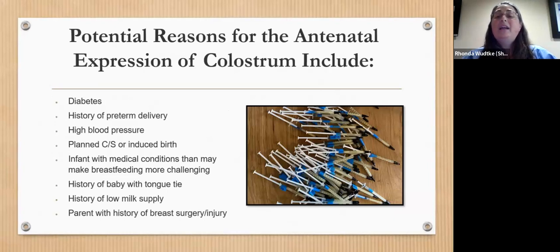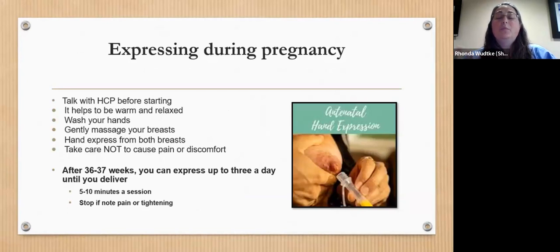Patients that might benefit from that: any diabetic patients, so gestational, type 1, type 2, if they are having high blood pressure, any reasons that they might be delivered early, or if they've had a baby in the past who really hasn't fed very well, such as a tongue tie, or they've had any surgeries to their breast or chest, or issues with milk production. Expressing during pregnancy, they always should be talking with their healthcare provider before starting.